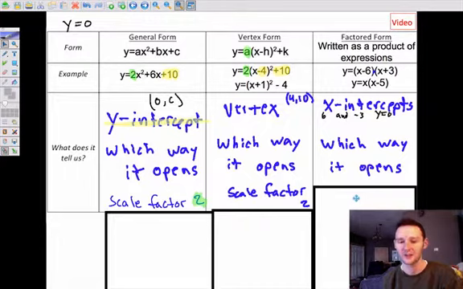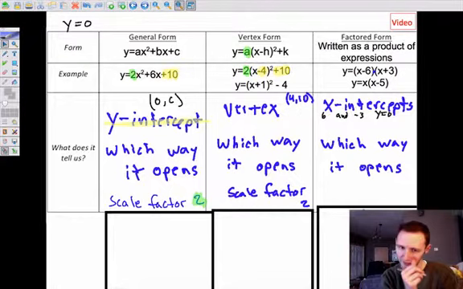There is a way to get scale factor off of this, but it's a little bit more difficult, so I want to just leave that one alone for now. So we won't talk about scale factor, even though it is possible. So we're just going to kind of leave that one as it is. Factored form gives you x-intercepts and which way it opens.